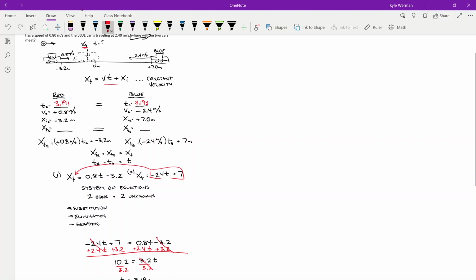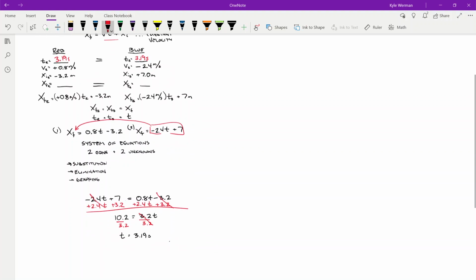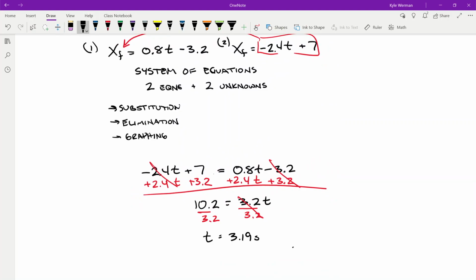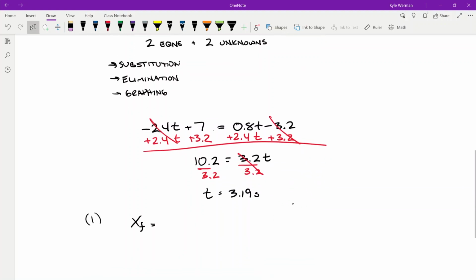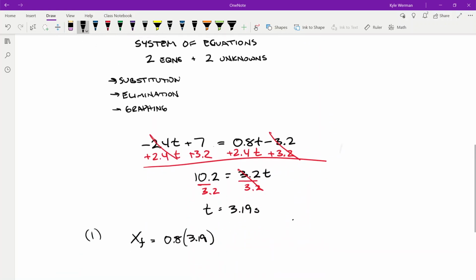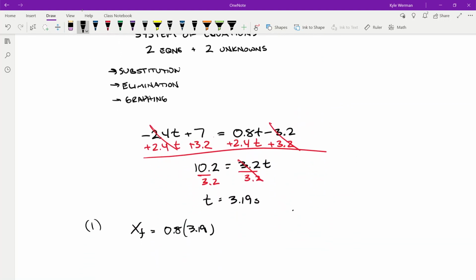which means I can plug in for either one, right? When we solve a system, once you know one variable, you can actually substitute into either equation to find that final position. So I'm going to substitute back into equation 1, which says that now x final, right? We'll use equation 1. X final is equal to 0.8 times t, which is 3.19 seconds, plus its initial starting position, which was negative 3.2.